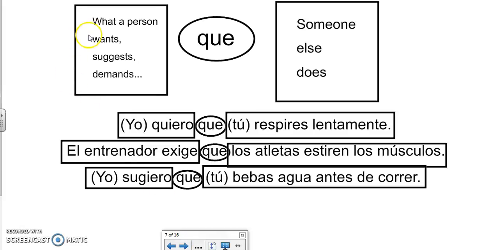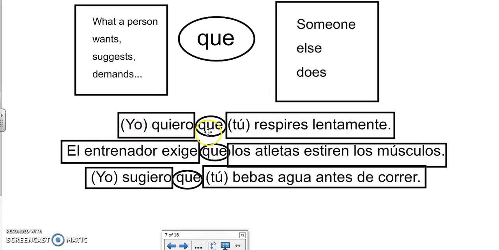So in the main clause, we might see something like what a person wants, suggests, or demands. That, or que as the connector, someone else does. What a person wants, that someone else does. What a person suggests, that someone else does. What a person demands, that someone else does. Let's look at a few examples.